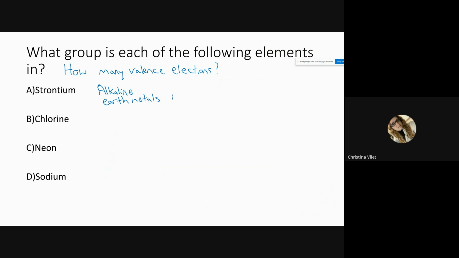All you got to do now is look. You don't have to write the whole electron configuration. You just look for the group that tells you how many valence electrons it has. Strontium has.